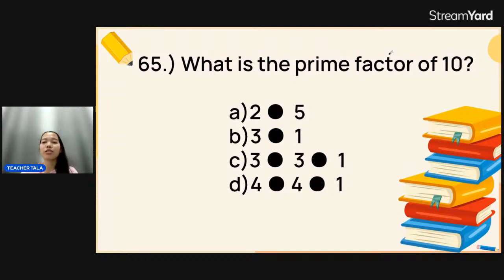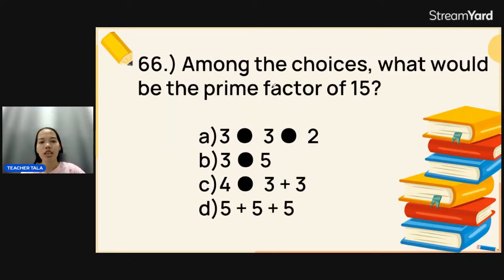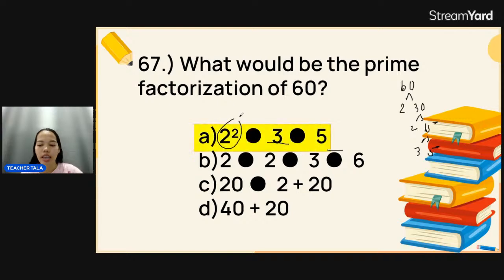Next, what is the prime factor of 10? Okay, so just factor 3. That's 2 times 5. They are both prime number A. So if only, sa actual CSE exam, may ganitong mga questions, it will be very easy. You're just going to mentally choose the answer. Among the choices, what would be the prime factor of 12? That's 3 times 5. 3 and 5 are already prime numbers. Next, what would be the prime factorization of 60? Okay, so factor 3. 2 times 30, 2 times 15, 3 times 5. So that's 2 to the power of 2, 3 times 5. That's letter A.